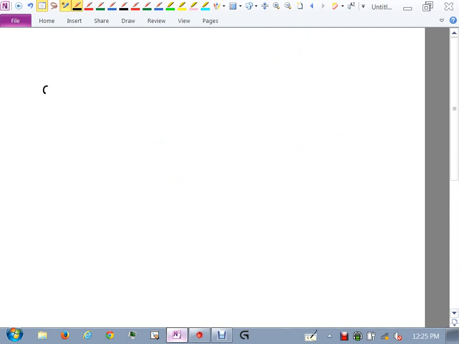All right, let's try another one. How about if we have the limit as n goes to infinity of cosine n squared over square root of n.